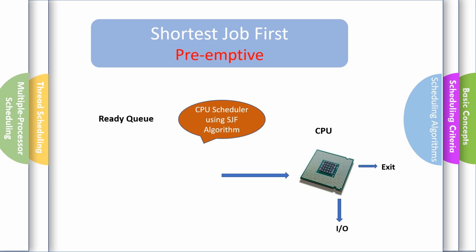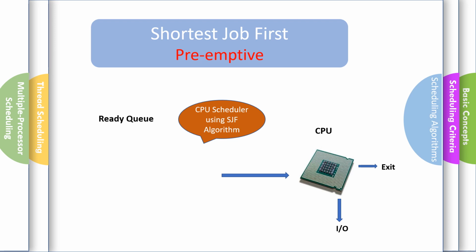Now what is the drawback of shortest job first? The drawback is that this CPU burst calculation cannot be done practically. We cannot tell in advance which process will require less time for execution and which process requires more time for execution, whereas it can be done theoretically.